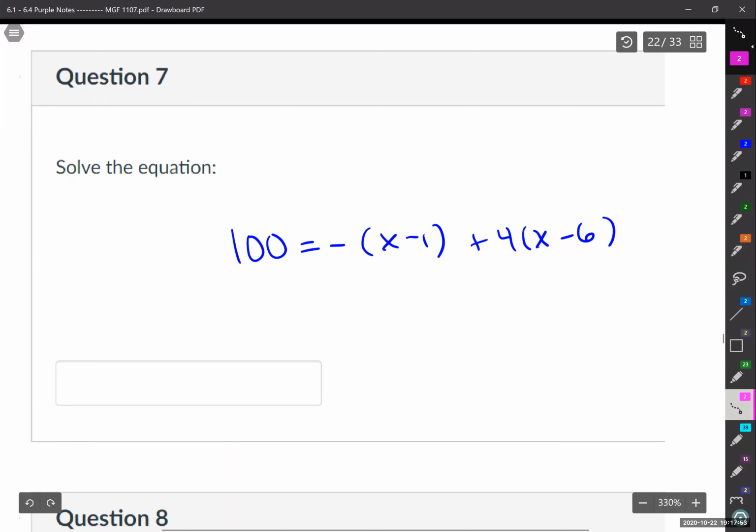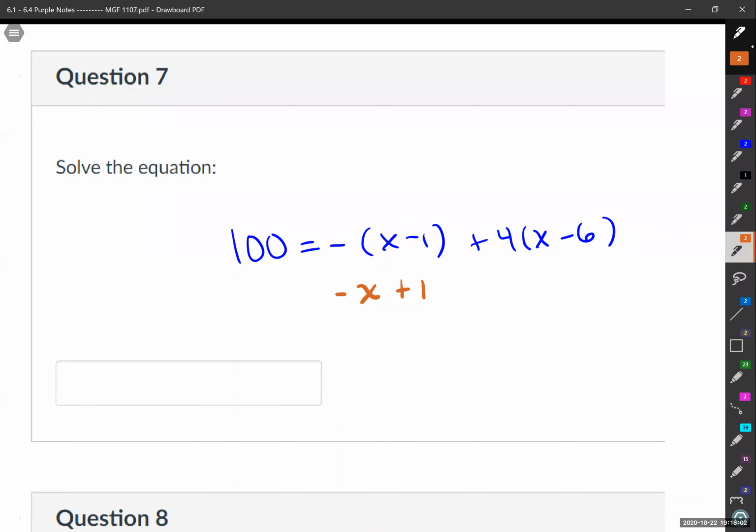Negative times x is a negative x. Minus a negative becomes a positive. That's a key thing to remember. So minus a negative 1 is a positive 1. Plus 4 times x is 4x. 4 times negative 6 is a minus 24. And all of this was equal to 100. So we keep in mind that we were just manipulating the right side, and we keep writing the left side as it is until we're ready to work with it.